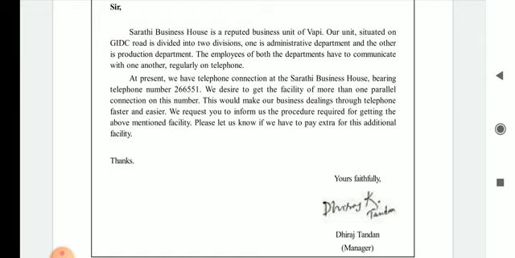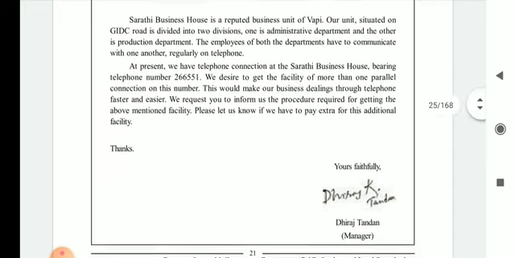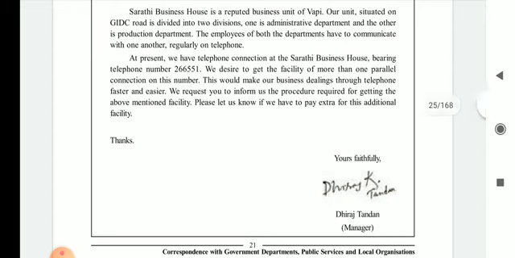This would make our business dealing through the telephone faster and easier. Here they mention that this facility is available. If this facility is available for the Sarthi Business House, their business dealing becomes very fast as well as easier.